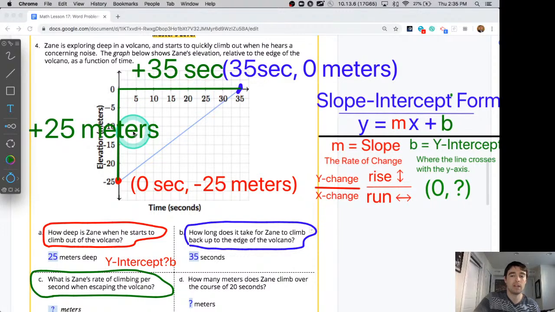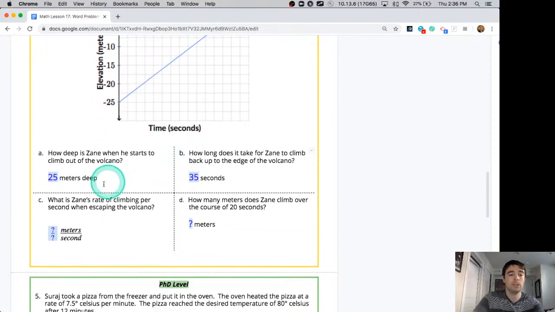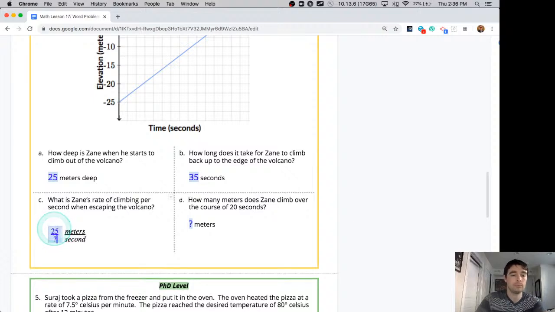So this data right here, the 25 for a rise, 25 meters gained in 35 seconds of run, tells me my slope is 25 over 35. Our slope there is 25 meters for every 35 seconds. And we can simplify that further. We can simplify our fraction a little bit further.